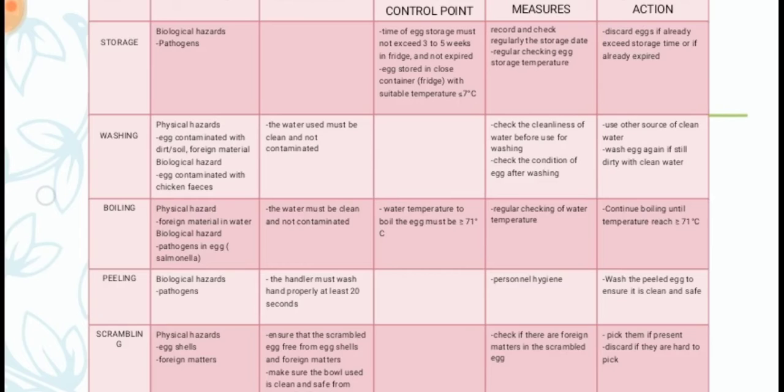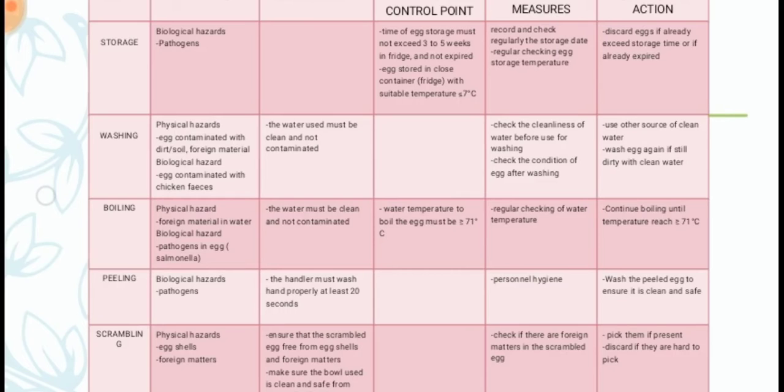For washing, it has physical hazard and biological hazard. For CP, the water used must be clean. For preventive measures, check the cleanliness of the water before use for washing, and check the condition of the egg after washing. For corrective action, use another source of clean water and wash the egg again if it is still dirty.